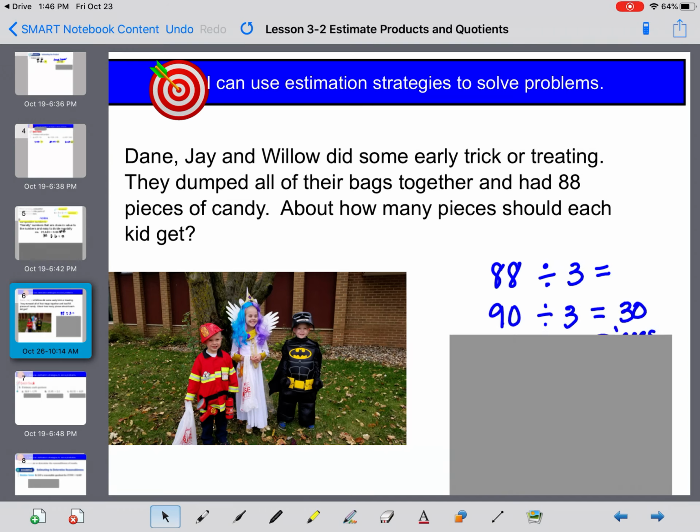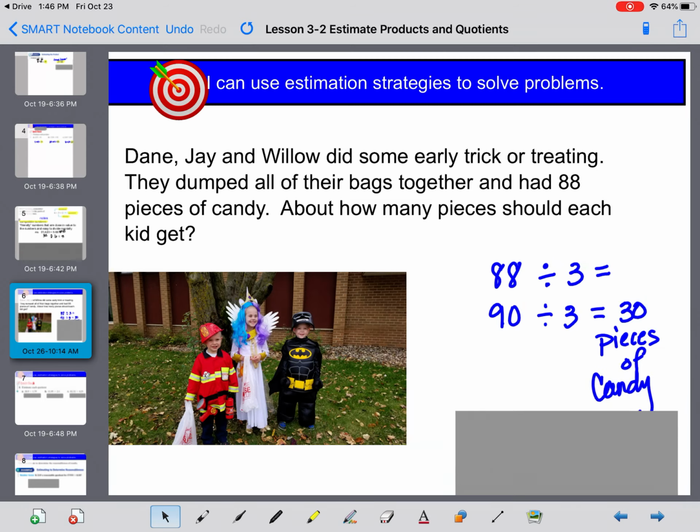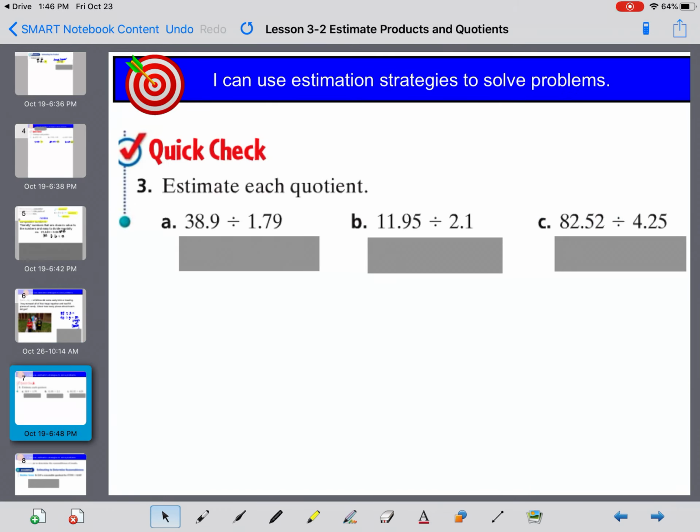Instead, they're probably going to say 90 divided by 3 because those two numbers are compatible, and you can divide them easily in your head and say each child gets approximately 30 pieces of candy. Using compatible numbers, estimate each quotient. Pause the video until you're done with the 3 problems, and then come on back to check your answer.